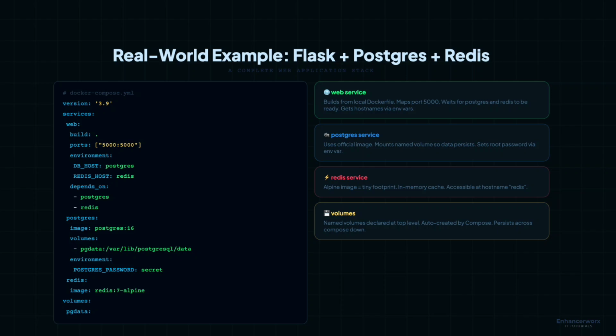Environment variables inject connection details. Because all services are on the same Compose network, they reach each other simply by service name, postgres and redis. The pgdata volume is declared and mounted to ensure database data persists even when you run docker compose down.